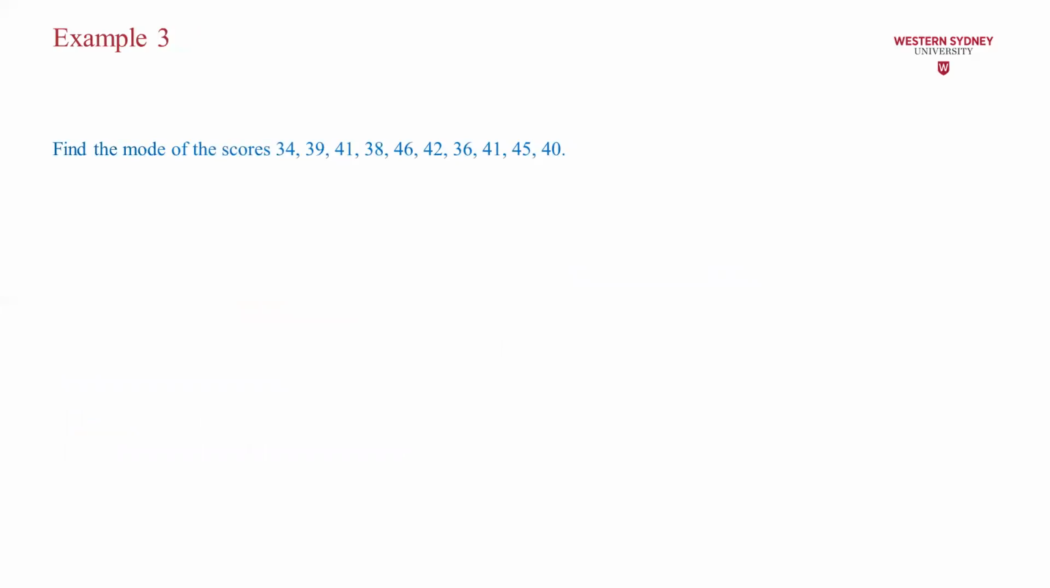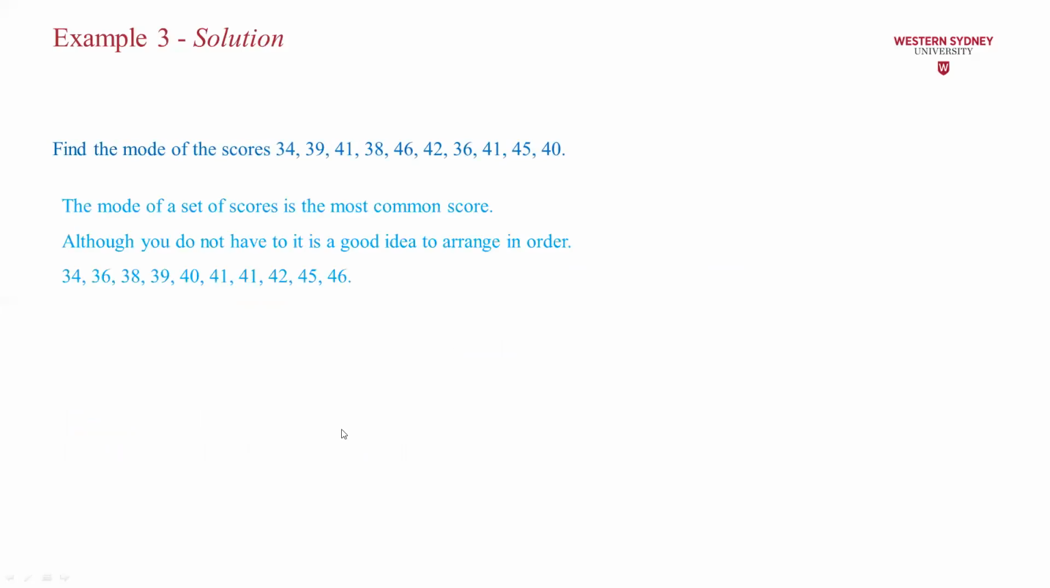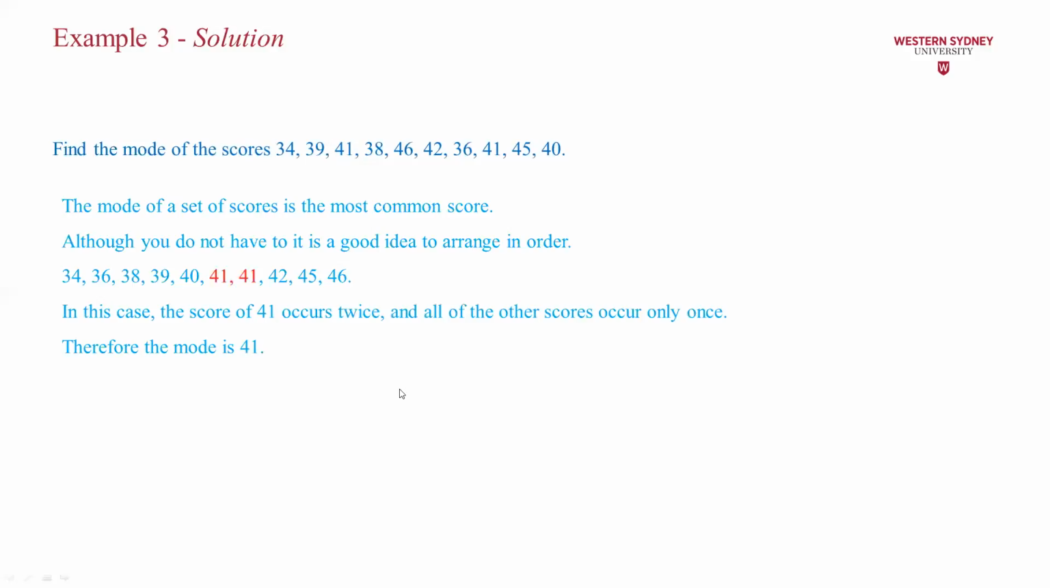The third example. Find the mode of these 10 scores. The mode is the score that occurs most often, the most popular score. In this case, we're going to put the scores in order from smallest to largest. You don't have to do this to find the mode, but often if you do this, it makes it much easier to see the mode. As you can see, there are 2 41s. All the other numbers only occur once. So the mode is 41.